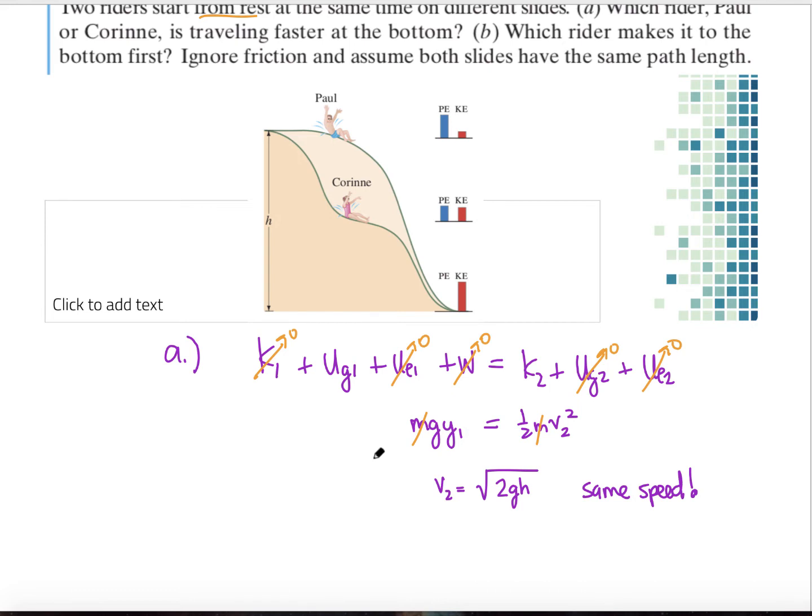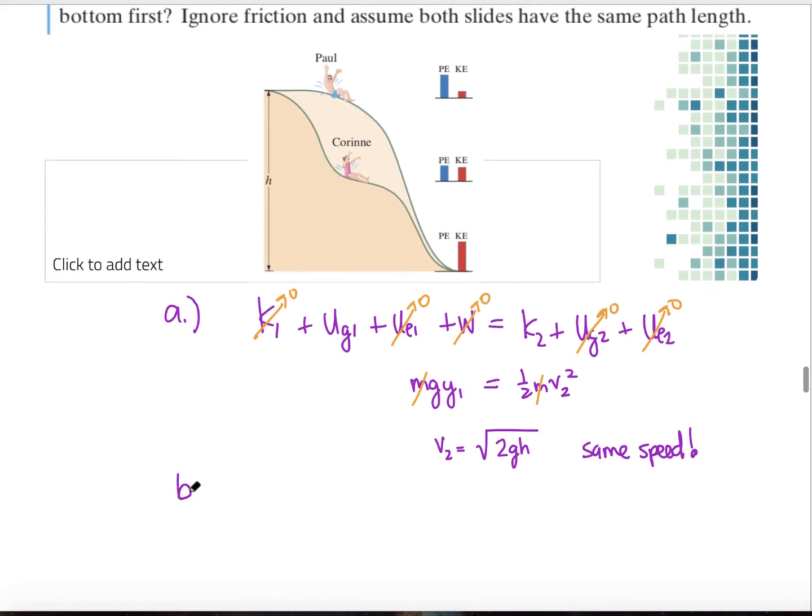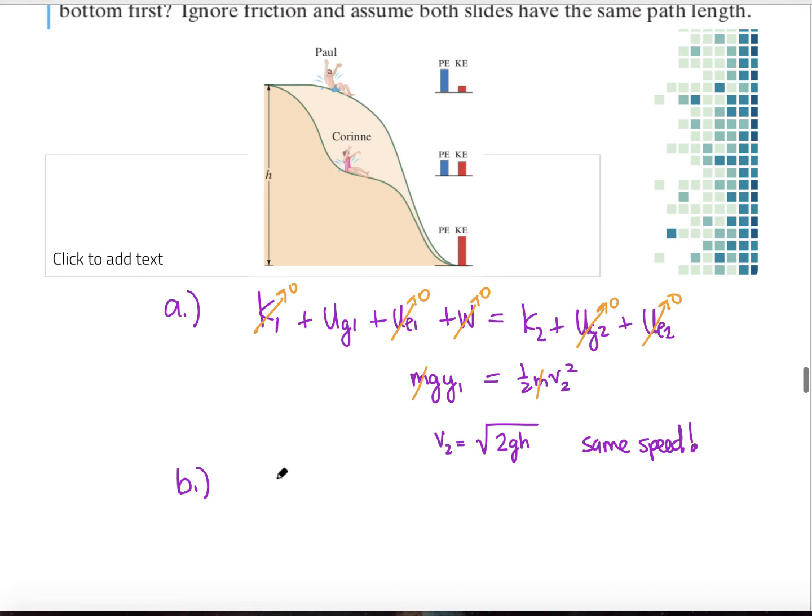Now, which one will make it to the bottom first? Ooh, this is a tough one. So how do we decide this? Now we have to actually look and see the path that these guys are traveling. So if you take a look at this, you see that Corinne is consistently lower than Paul for the entire trip. So even though they start and end at the same place, Corinne has transferred her energy to kinetic energy for the majority of the trip compared to Paul. Therefore, she is traveling faster than Paul for the majority of the trip and will reach the bottom first.